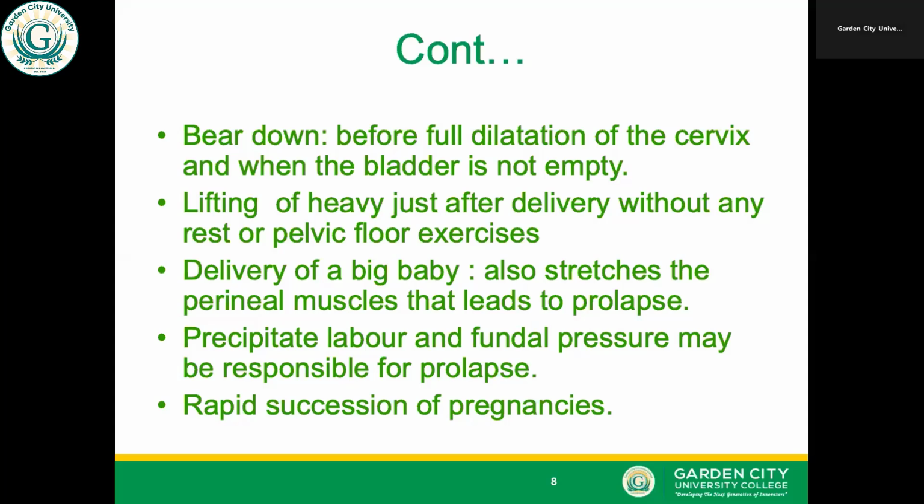Precipitate labor and fundal pressure may be responsible for prolapse. When labor is precipitated, or faster than its normal duration, it can cause uterine prolapse. And also with fundal pressure, I think we've stopped it now, since we all know the complications associated with fundal pressure. When we give fundal pressure, it affects the ligaments and other muscles supporting the uterus, and due to that, it will cause uterine prolapse.